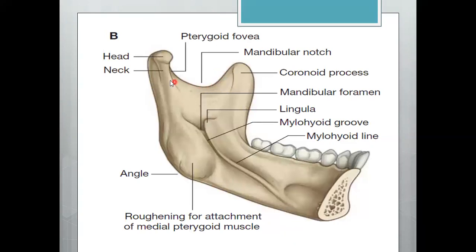So this is the notch in between these two processes. This is the condylar process. This is the coronoid process. And this is the pterygoid fovea.